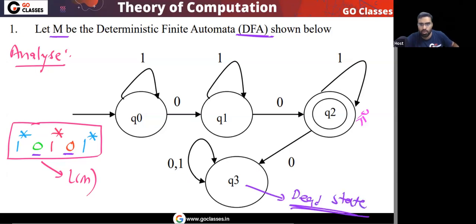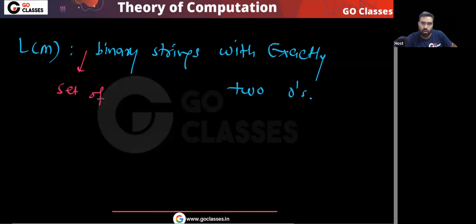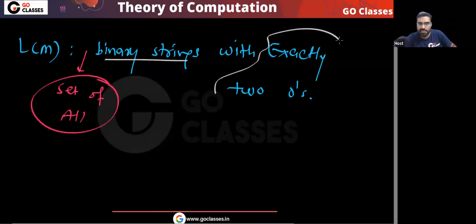Agree? So you can notice, if your string contains 2 zeros, you will go to the final state. If you have more than 2 zeros, then you go to the dead state. So very simple, this DFA is accepting exactly 2 zeros. What is the language of this DFA? That will be binary strings with exactly 2 zeros. Set of all binary strings with exactly 2 zeros.